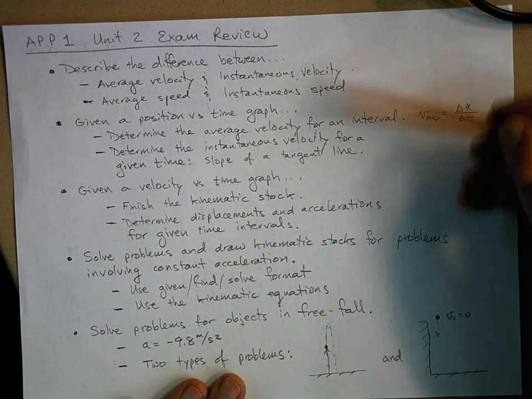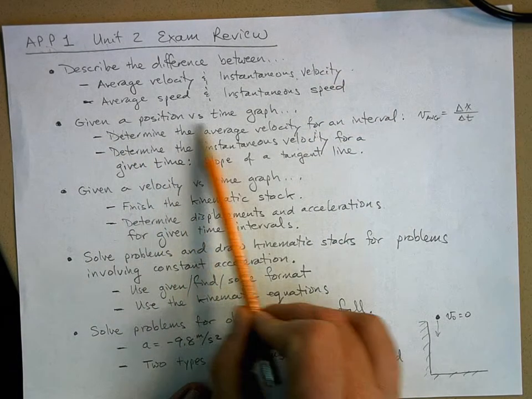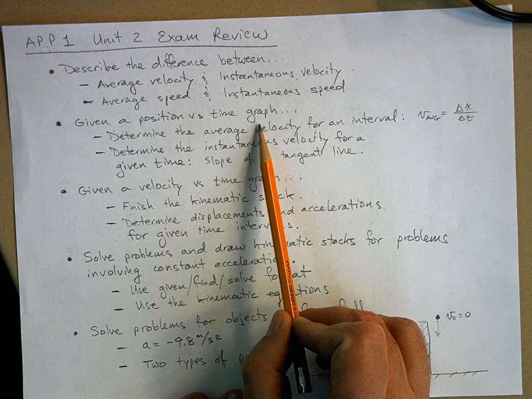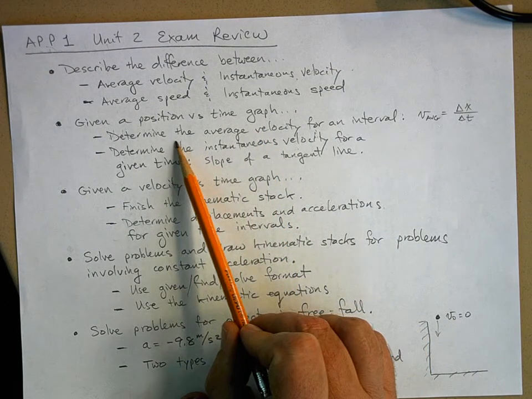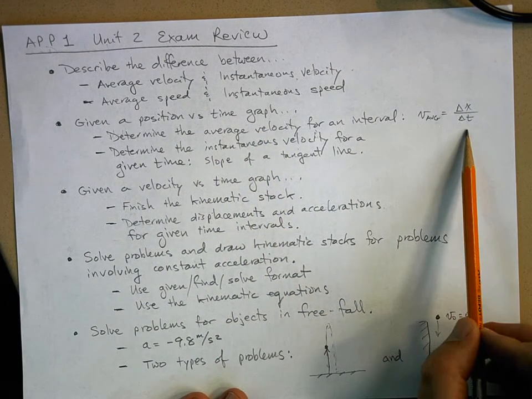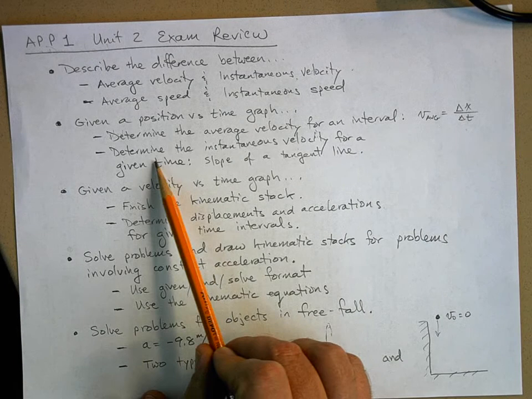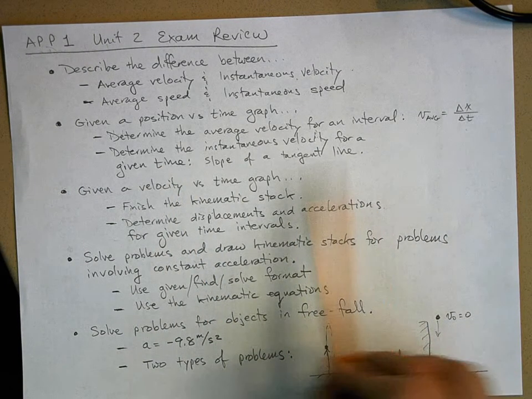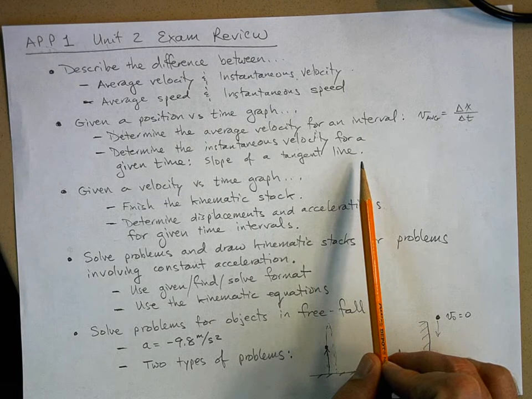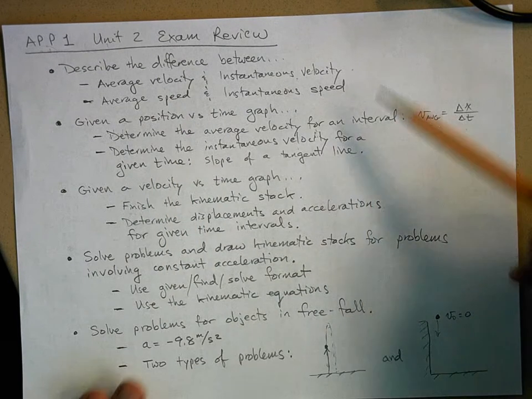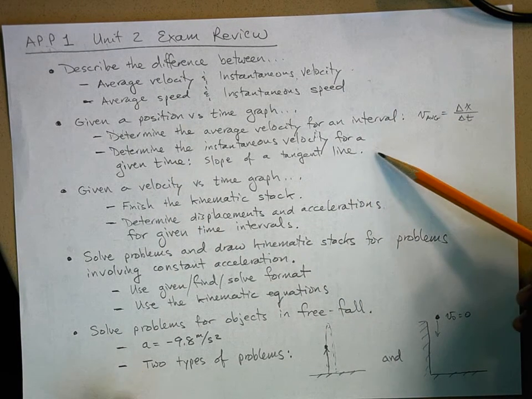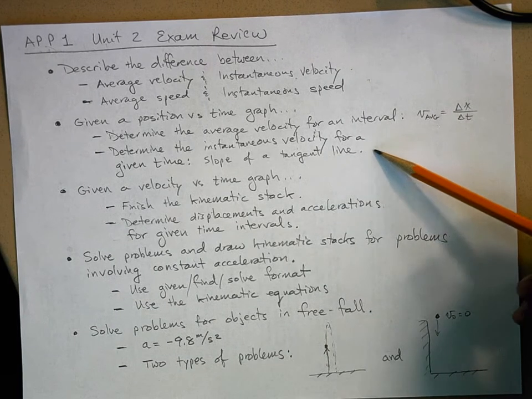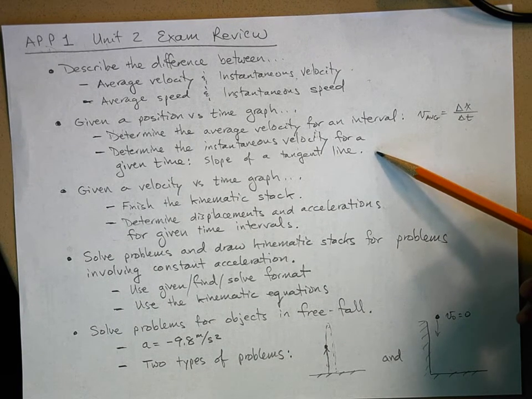Actually, these two I'm going to kind of test together. I'm going to give you a position versus time graph, and I'm going to expect you to find the average velocity for a certain time interval, and I want you to find the instantaneous velocity for a given time, so slope of a tangent line. So this is more definition kind of stuff, and this here is using that definition to solve problems.